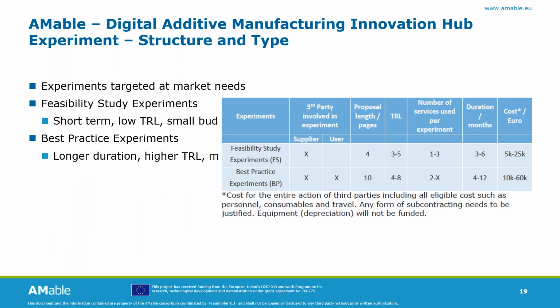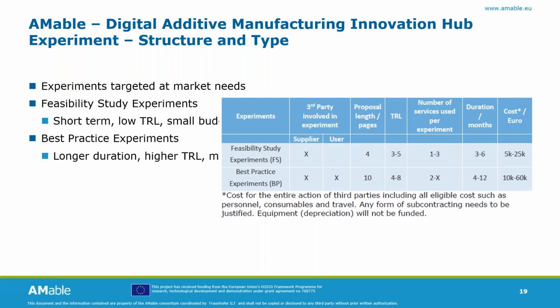There are two modes of experiments: feasibility study, which is more targeted on a short thing. So if you want to check if something could work, then you can go in as a single entity. You see this cross in the table on feasibility study experiments. So a single supplier is okay to apply. The proposal length is 4 pages, so you can write it there very quickly. TRL needs to be between 3 and 5.